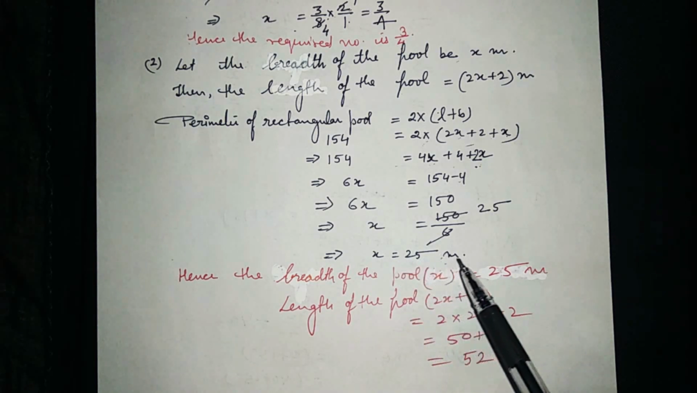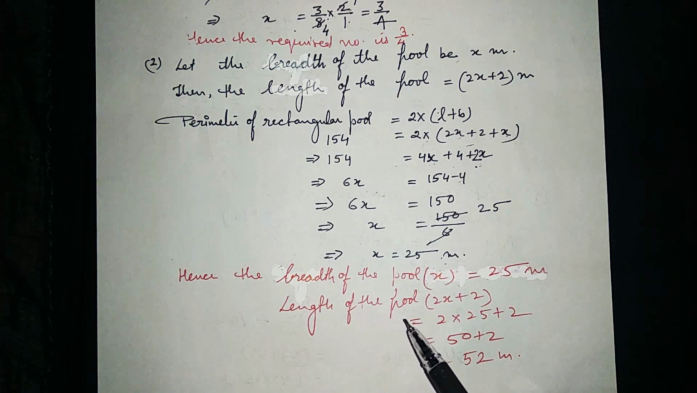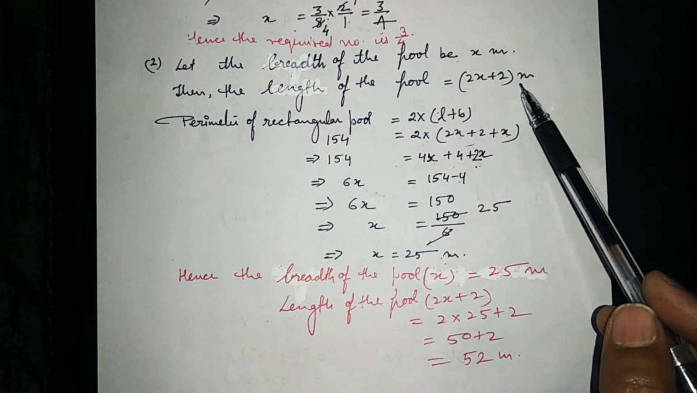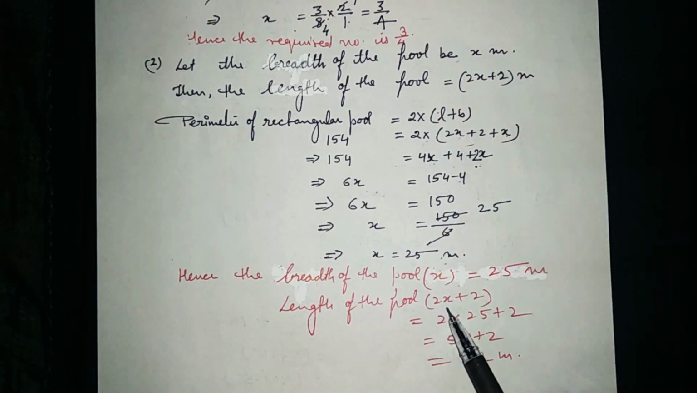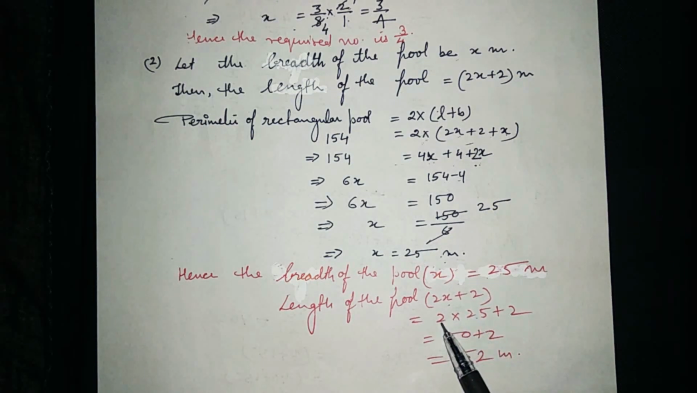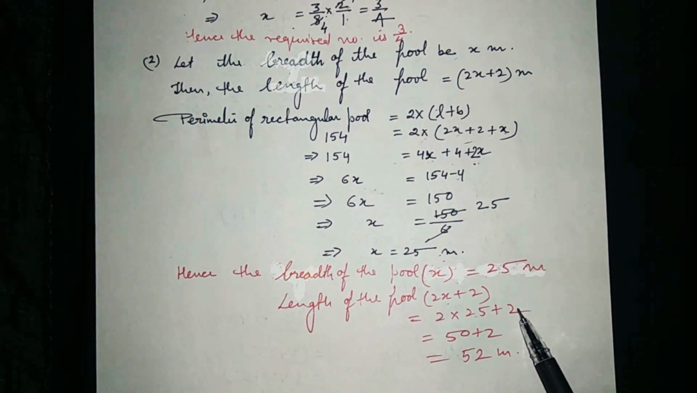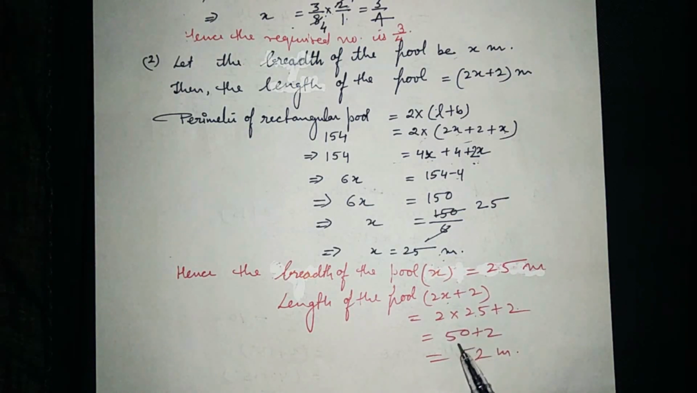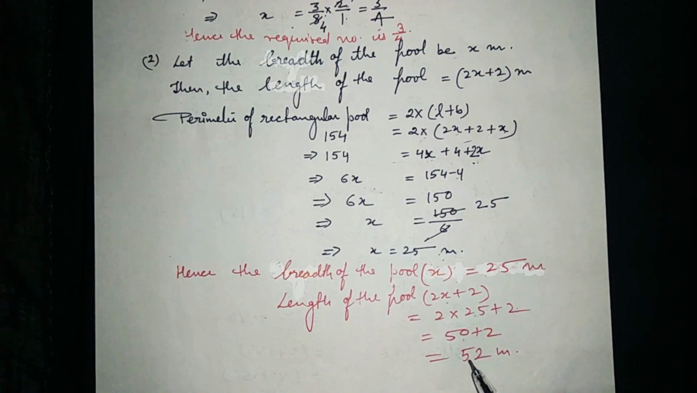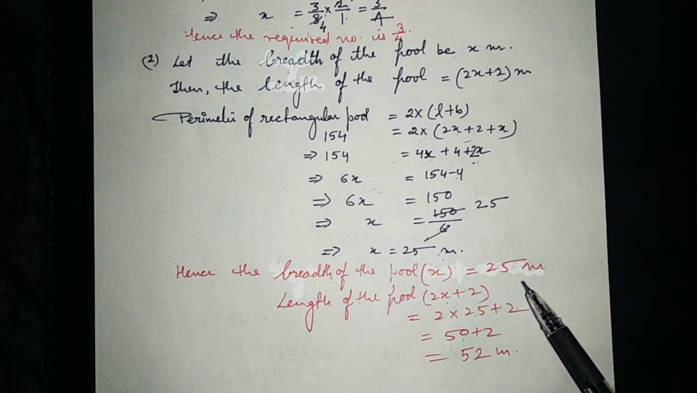If we know the breadth of the pool, the length of the pool we can also find out. The length of the pool is 2x plus 2 meter. So in place of this x we will put 25, then 2 multiplied by 25 plus 2. Then 2 into 25 is 50, and 50 plus 2 is equal to 52 meter. Hence the breadth of the pool is 25 meter and the length of the pool is 52 meter.